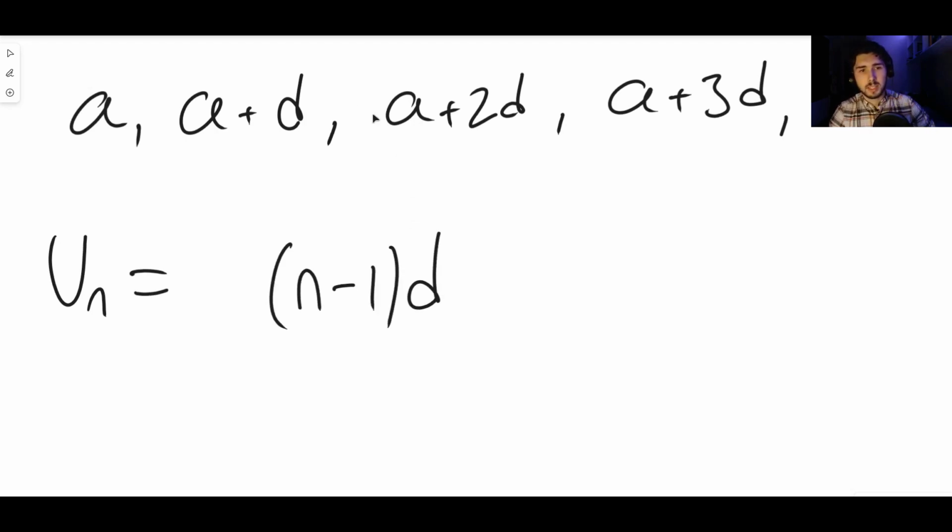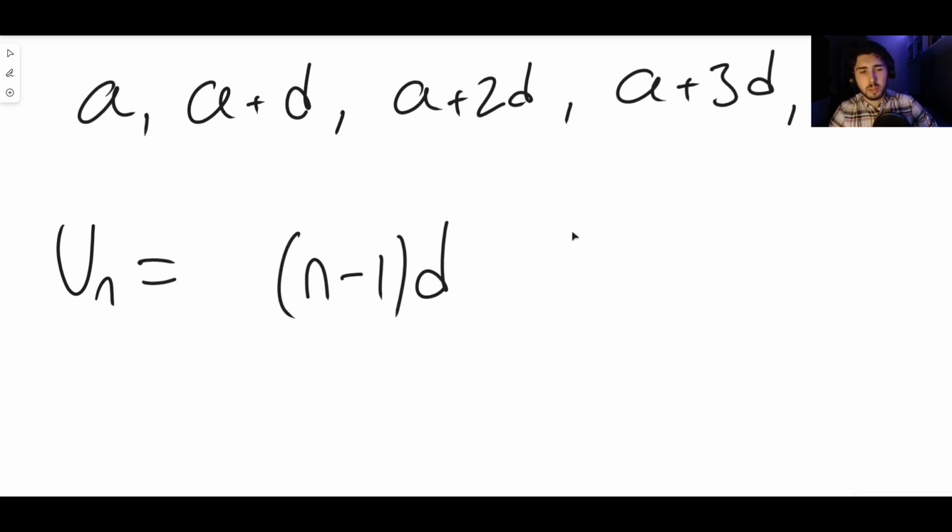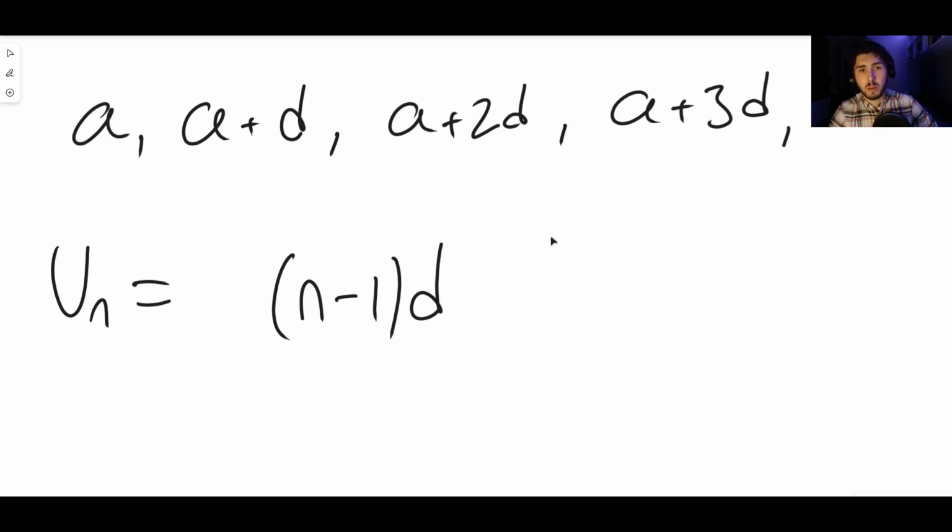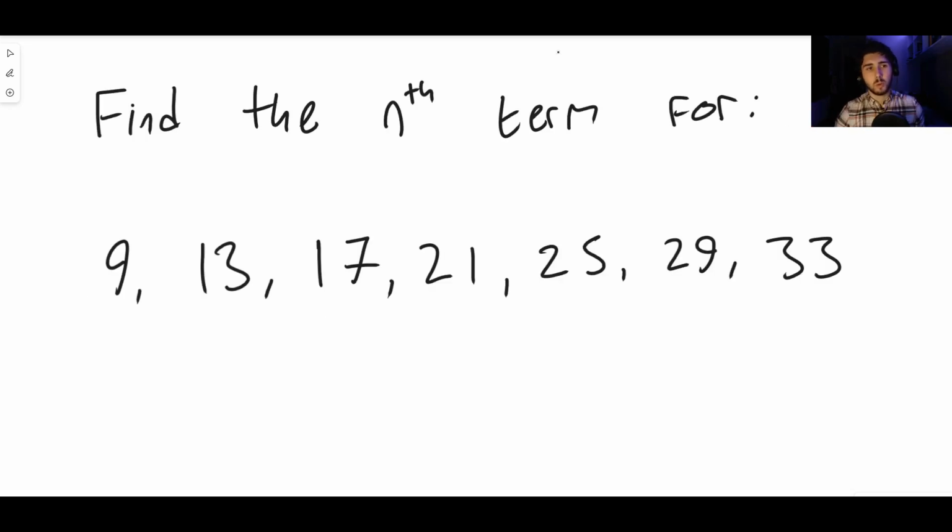Okay, but let's say we take the third term, a plus 2d. Well, we have 2 lots of d, but what about a? Well, there's an a there as well, so it needs to be a plus n minus 1 d, and that's how you get the formula. So here's an example question.